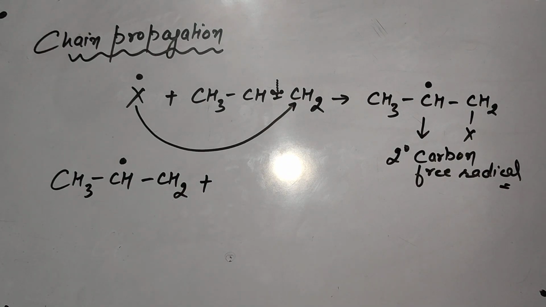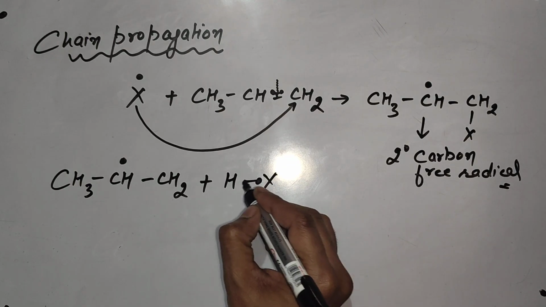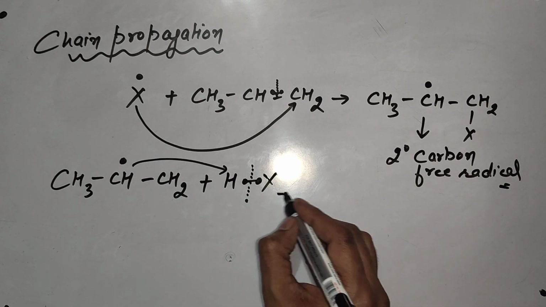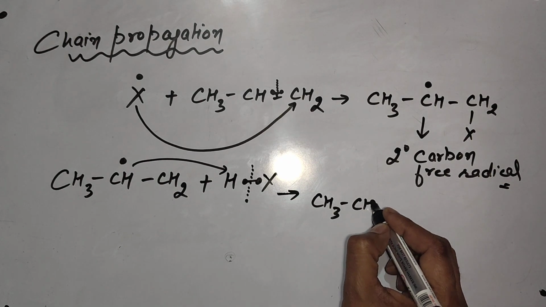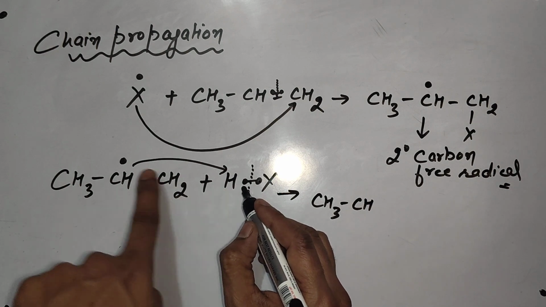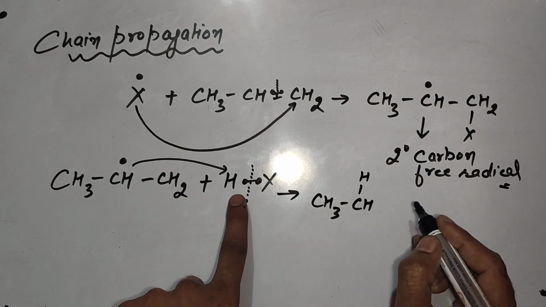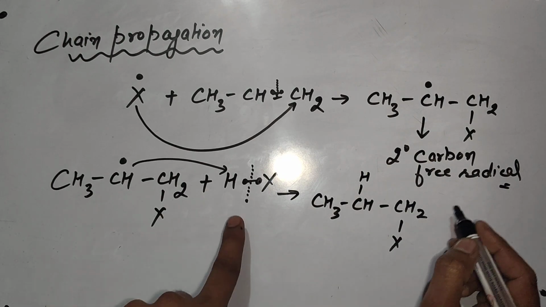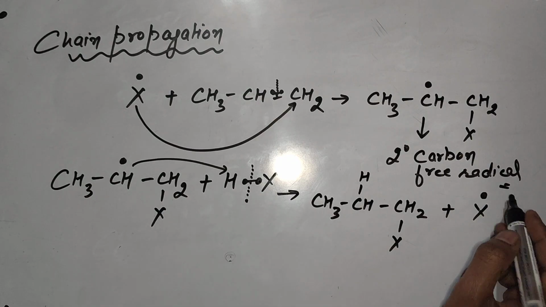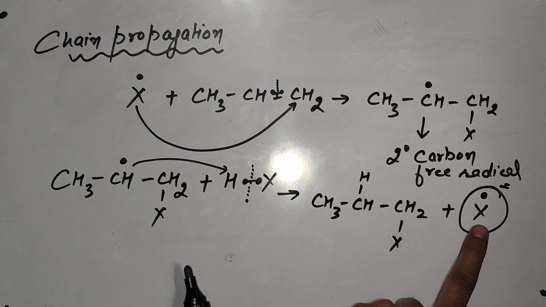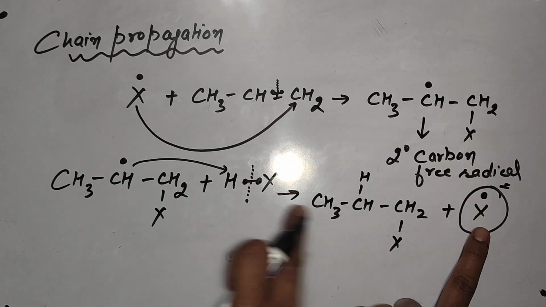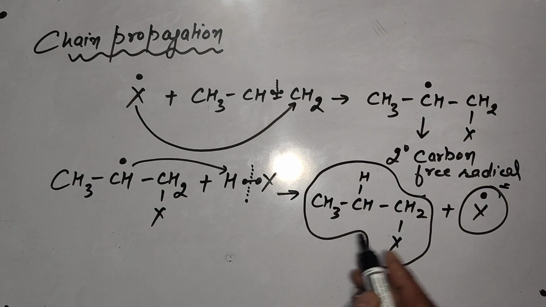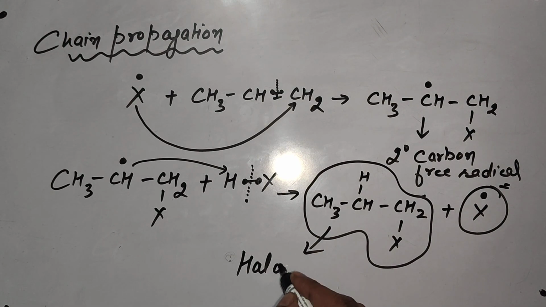It is going to react with another molecule of HX. Again the bond will break, and this hydrogen will join with the unpaired electron of this carbon, and a covalent bond will form. We get CH2X, and what is released? Another X free radical. This X free radical will repeat the same pattern and the cycle will continue, and you can find our main product generated here: haloalkane.